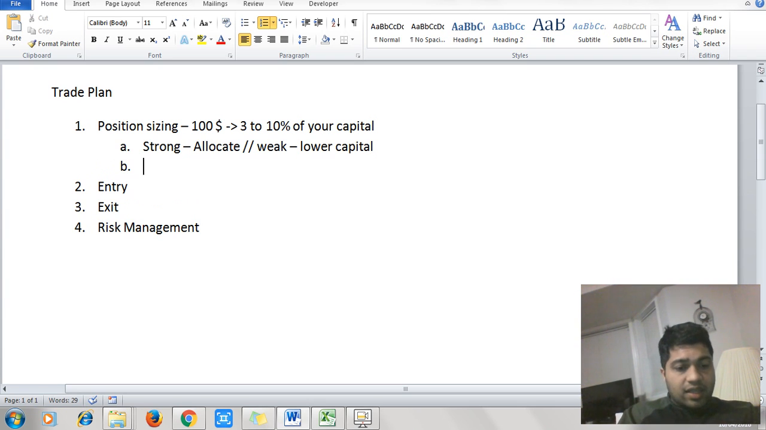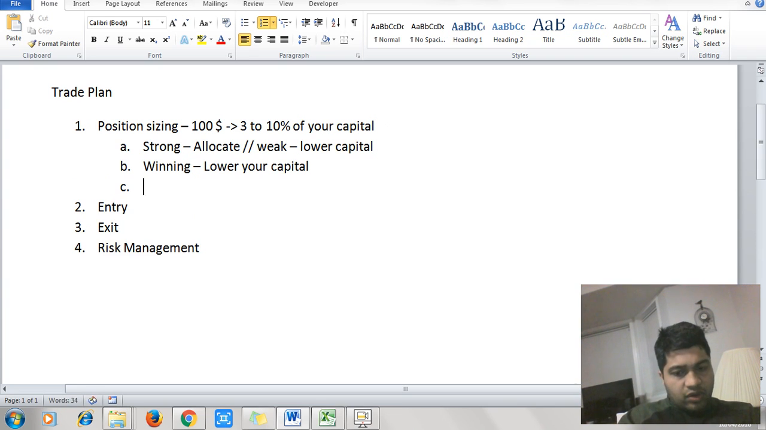Second, if you're on a winning streak, if you're winning a lot on trades, then you will lower your capital. If you're on a losing streak, you would slightly increase your capital.